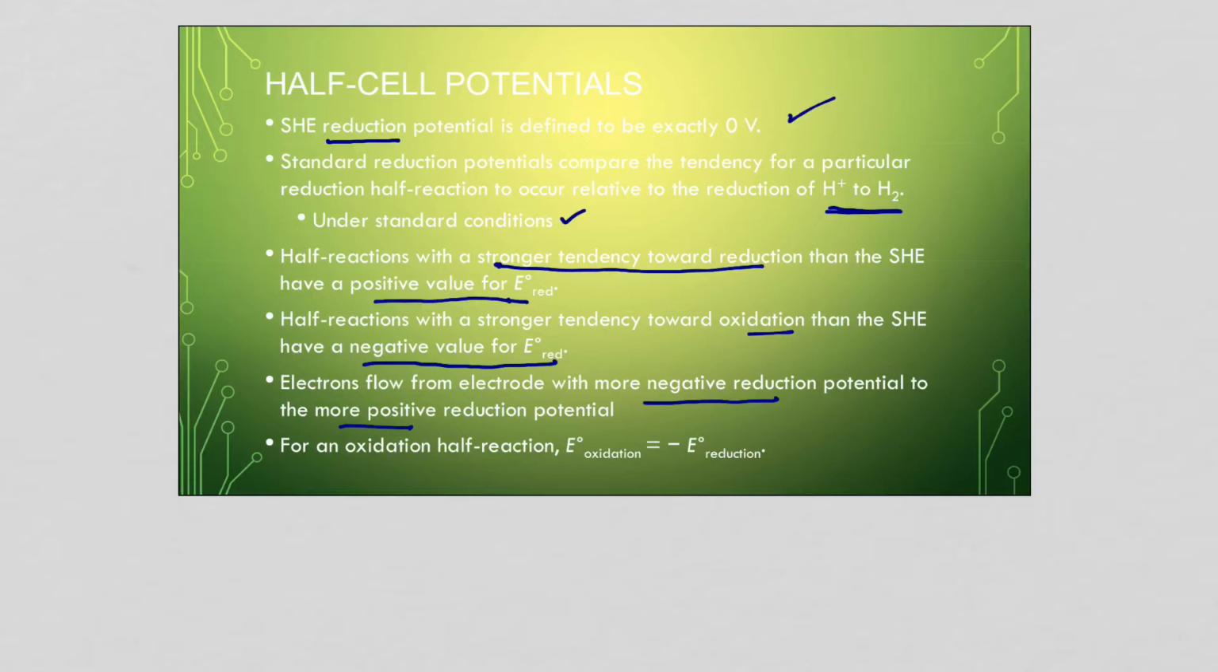Now, if we were to want to write or quote something as an oxidation potential, then it's important to understand that the oxidation potential is simply the negative of the reduction potential, right? So it's the same process, just backwards. So we're just going to flip the sign. If it has a certain reduction potential, then its oxidation potential would be the same number, but positive instead of negative.